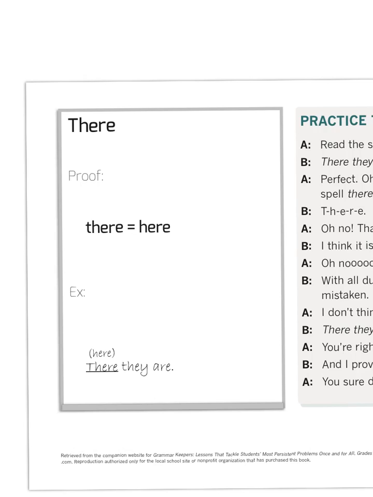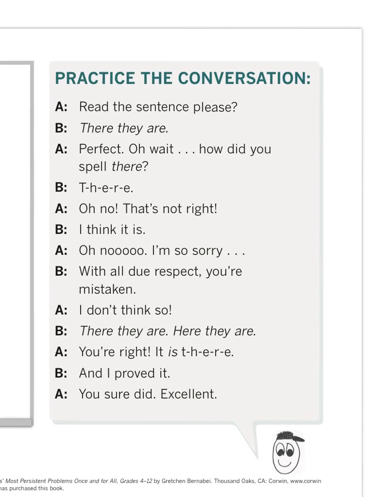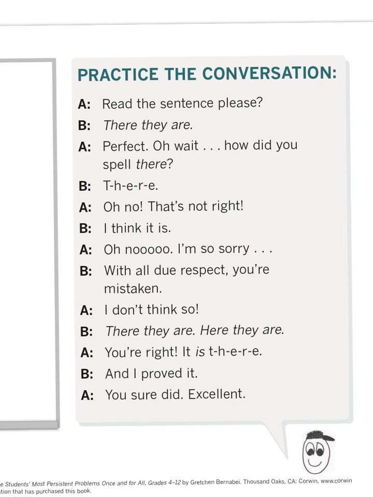Okay, so let's look at our script. Let's look at our conversation. And we did this last time, and you remember that it's just set up kind of like a play. It's just a little conversation here where there's a speaker A and a speaker B. And I'll read both parts, and please follow along with me. You can also practice this at home.